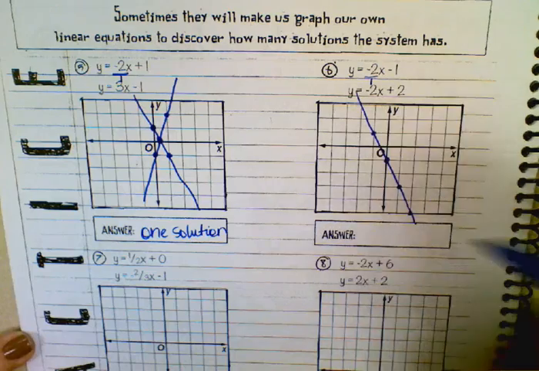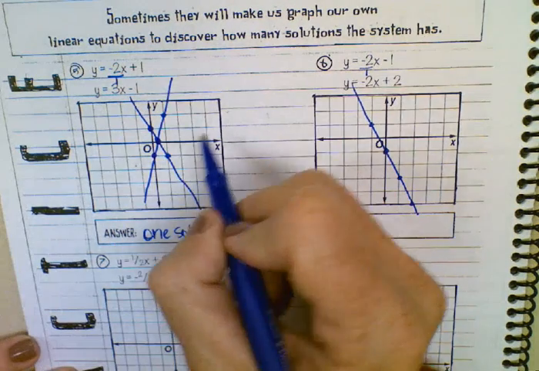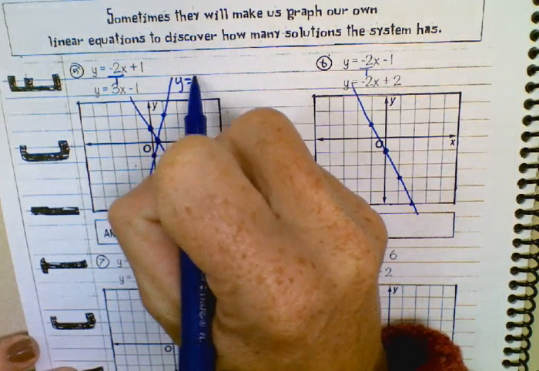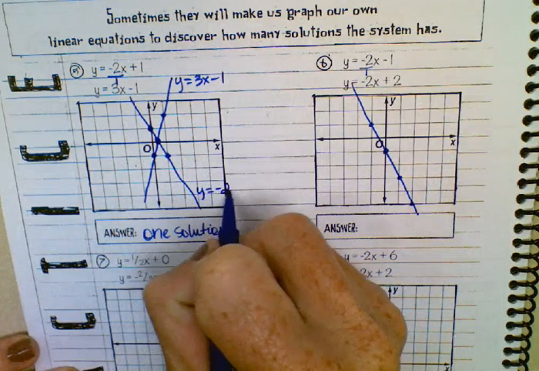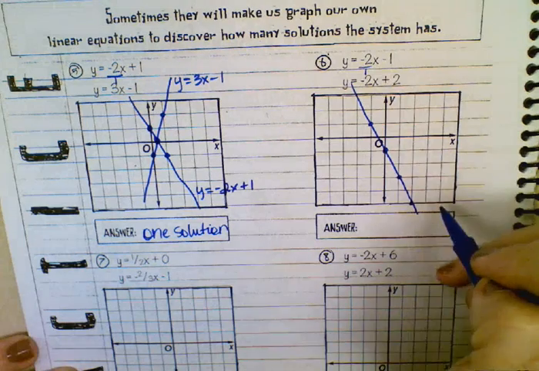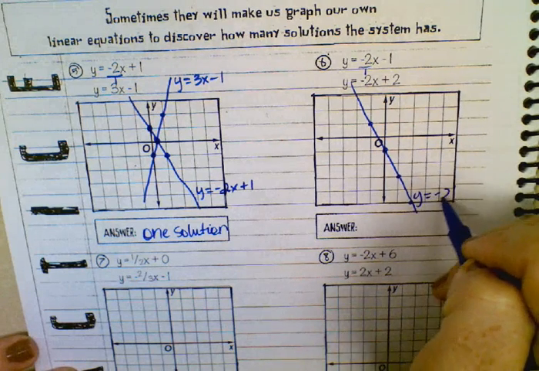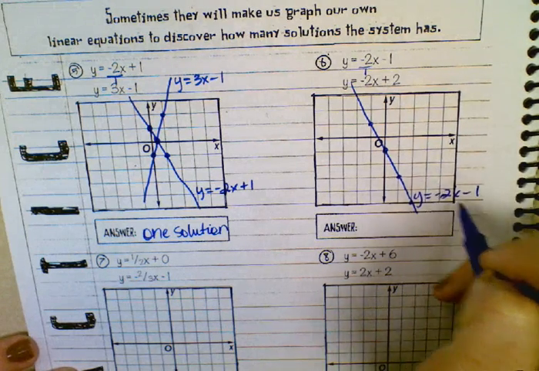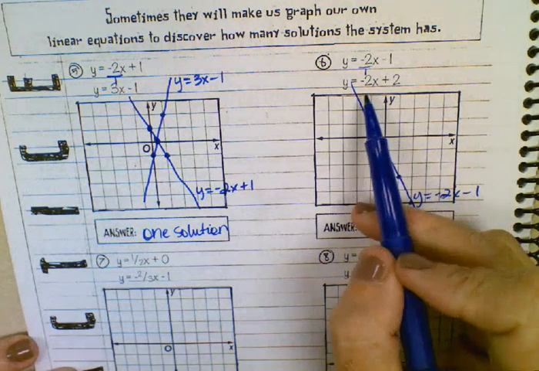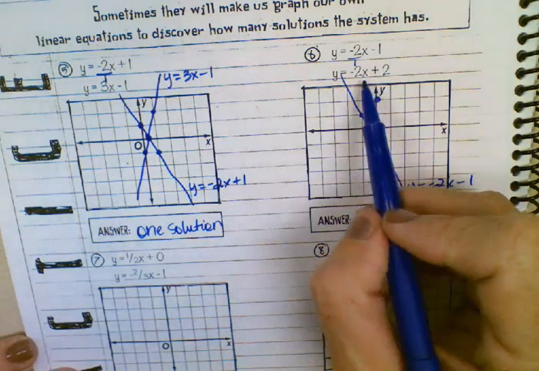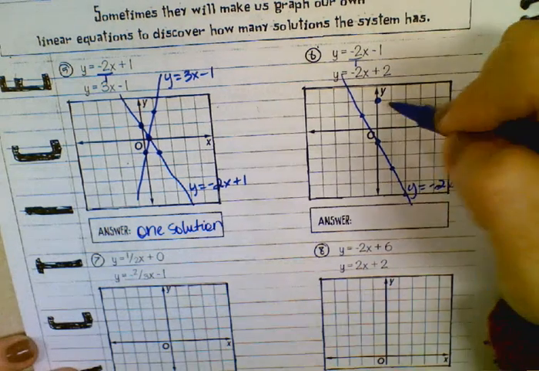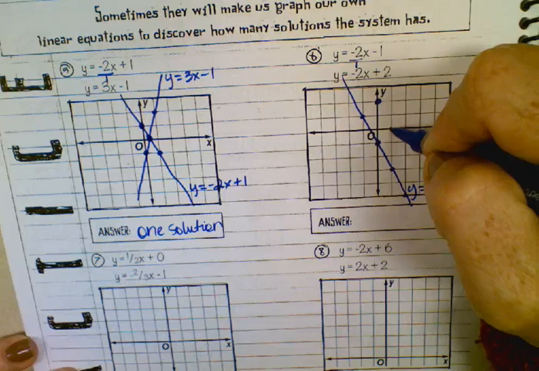So there's that equation. Let's go ahead and label these actually while we're at it. So this was y equals 3x minus 1. This was y equals negative 2x plus 1. This is y equals negative 2x minus 1. And let's graph this second equation. So I begin at 2, and then my slope is also going downhill. So I need to go down 2 and over 1.